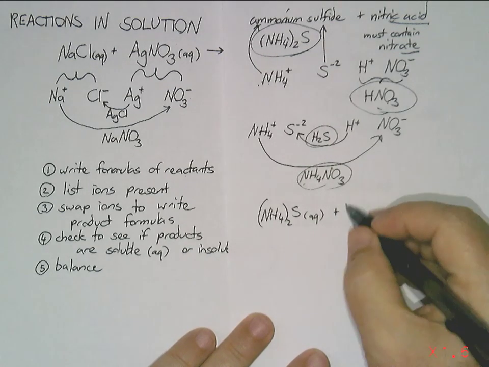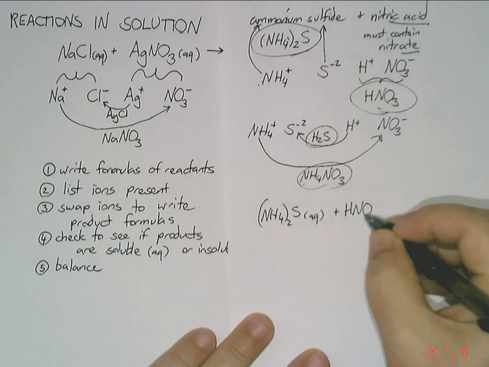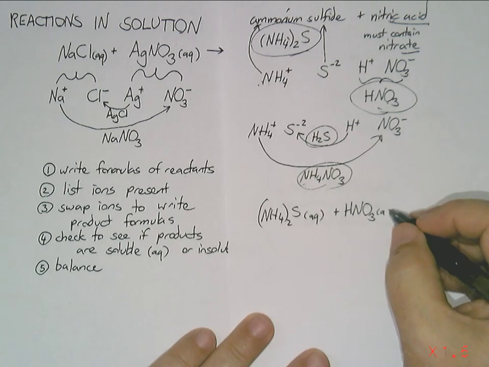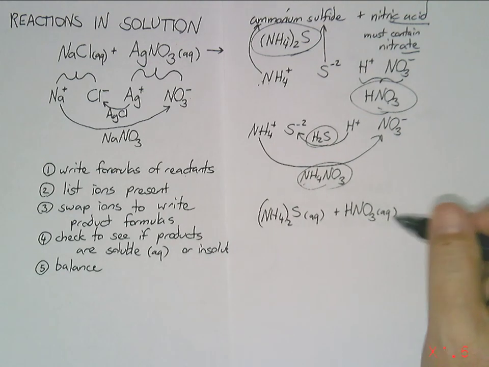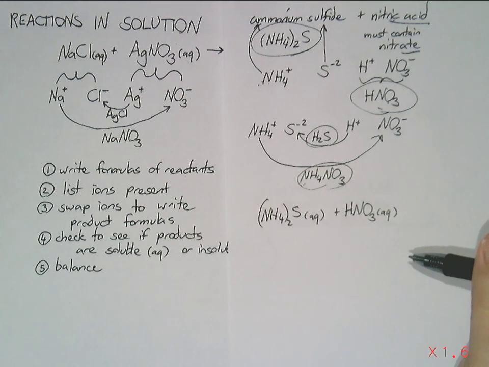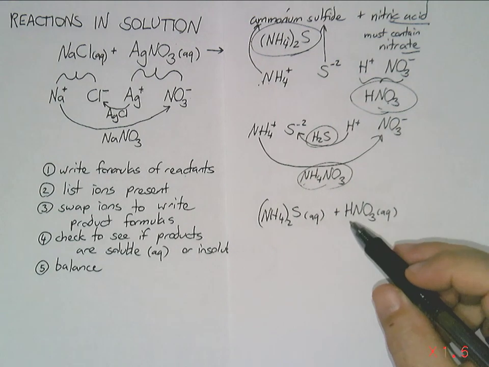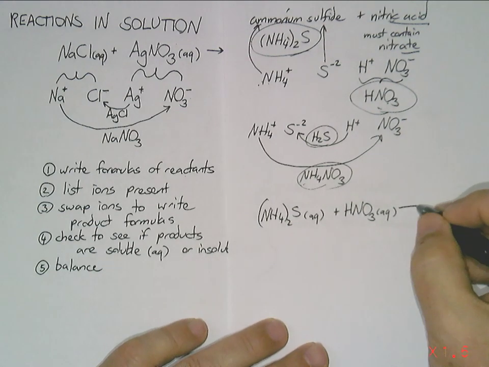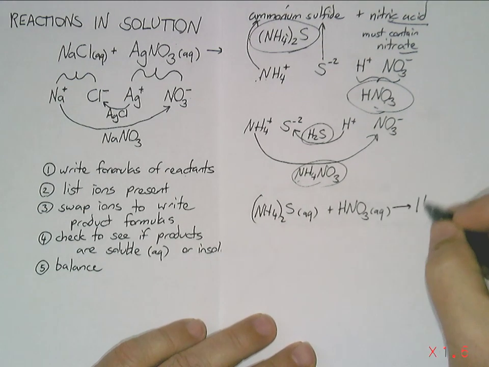Here's my other one. All acids are soluble, or they wouldn't be acids. They have to release hydrogen ions in solution, or they're not acids. So you can always put an AQ after something that you recognize as an acid. Remember how you recognize acids? If it starts with an H, it can act like an acid. All right, and then here's my products.